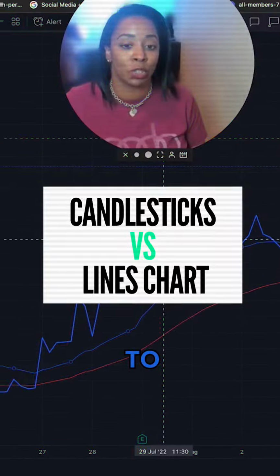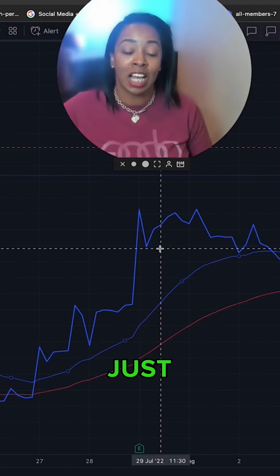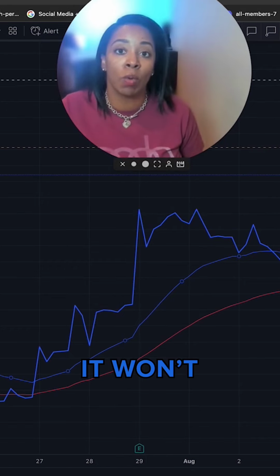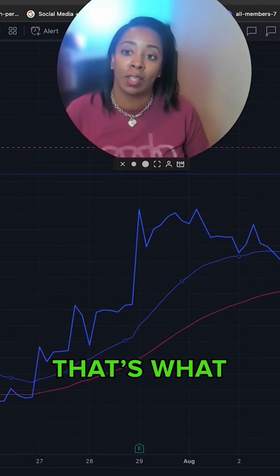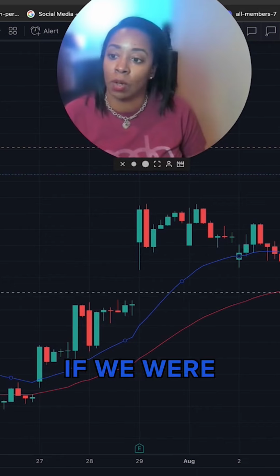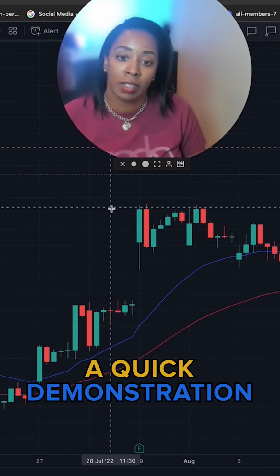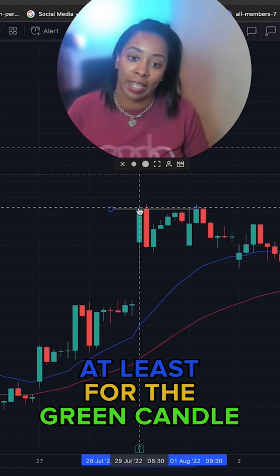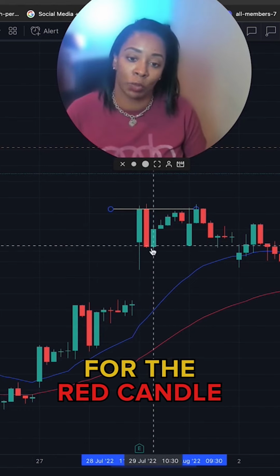When it comes to looking at the charts, just know that the line will only give you the open and the close. It won't give you the high and the low. That's what the candles do with the wicks. So if we were just to do a quick demonstration with these candles here, close, at least for the green candle, was here, and then the open for the red candle was here.